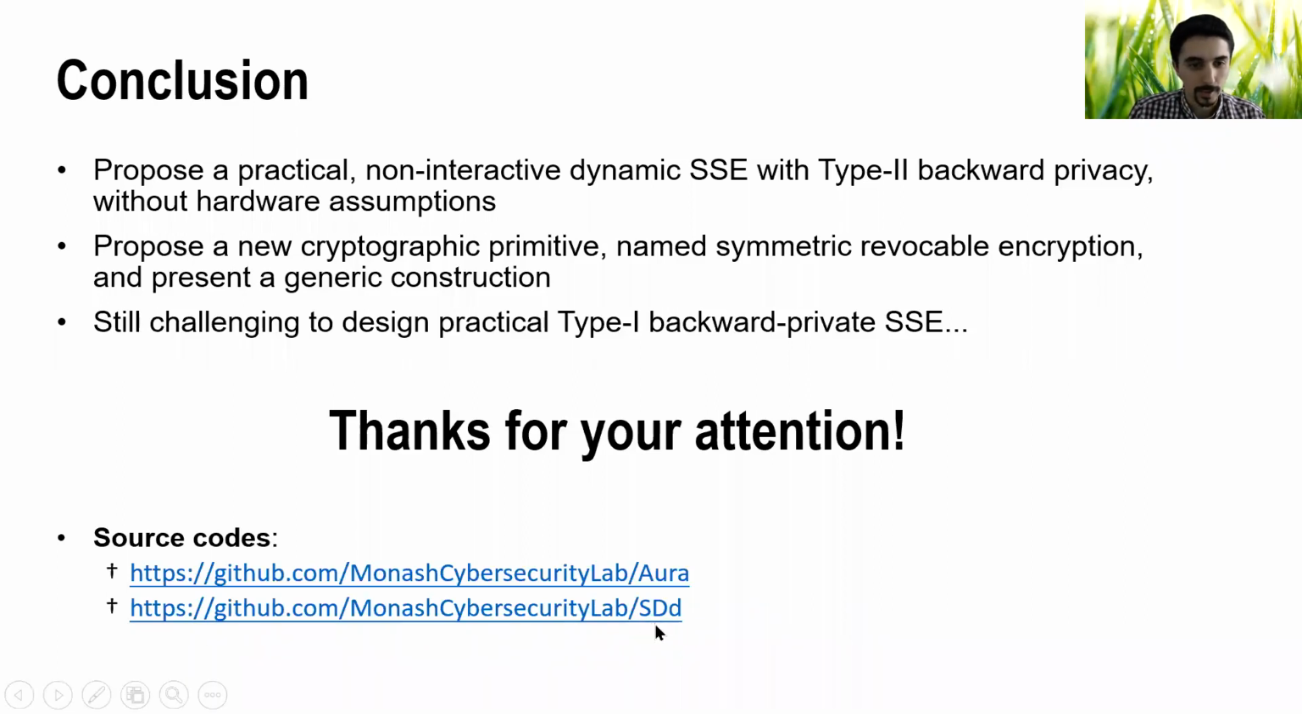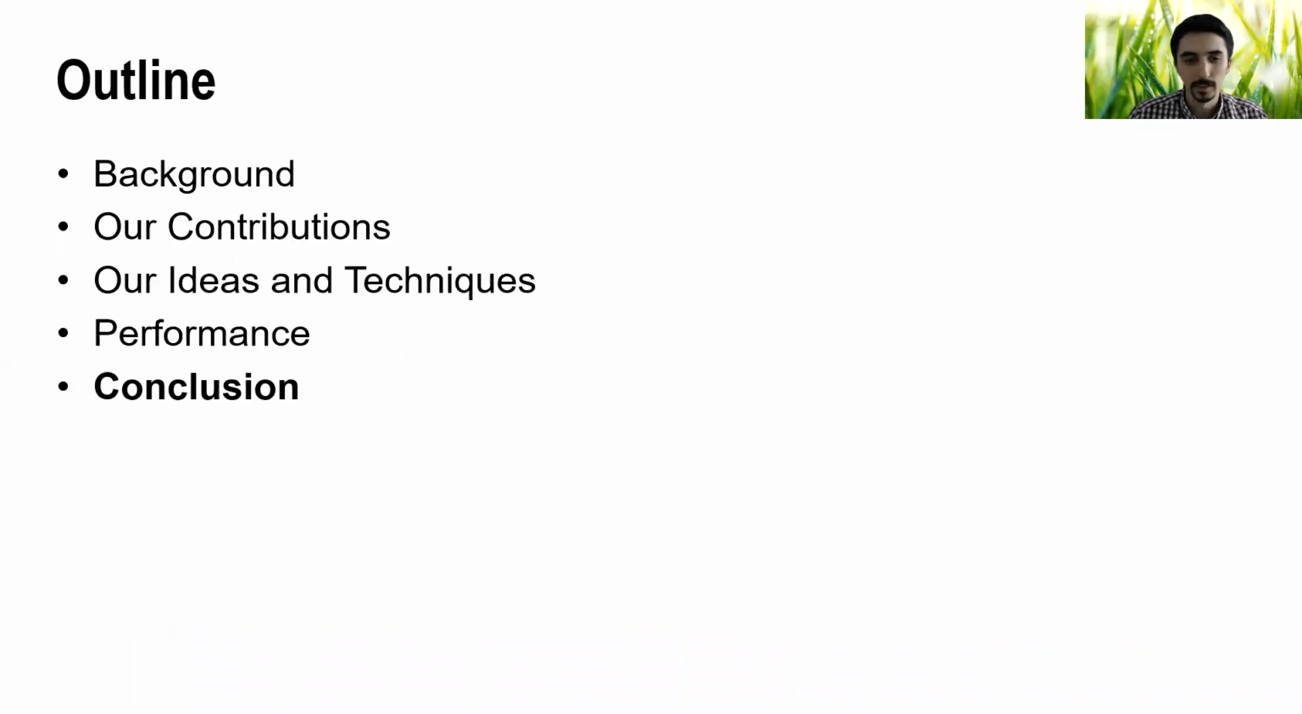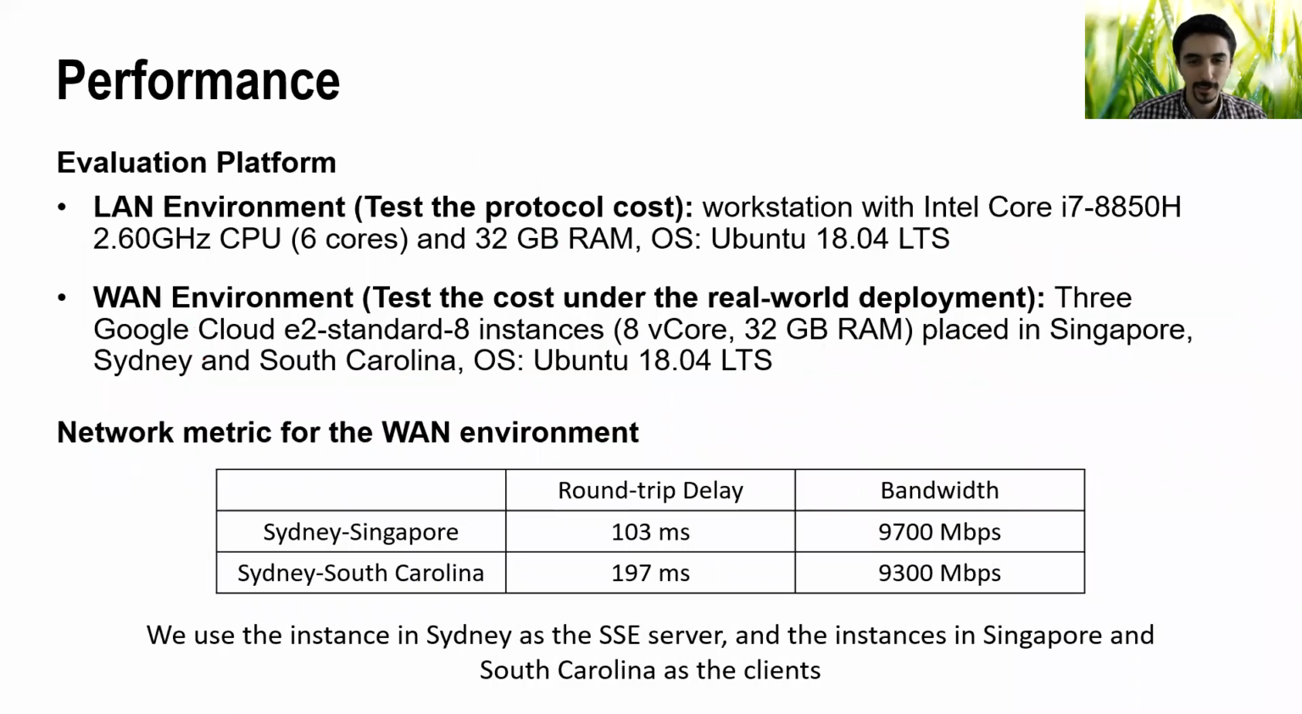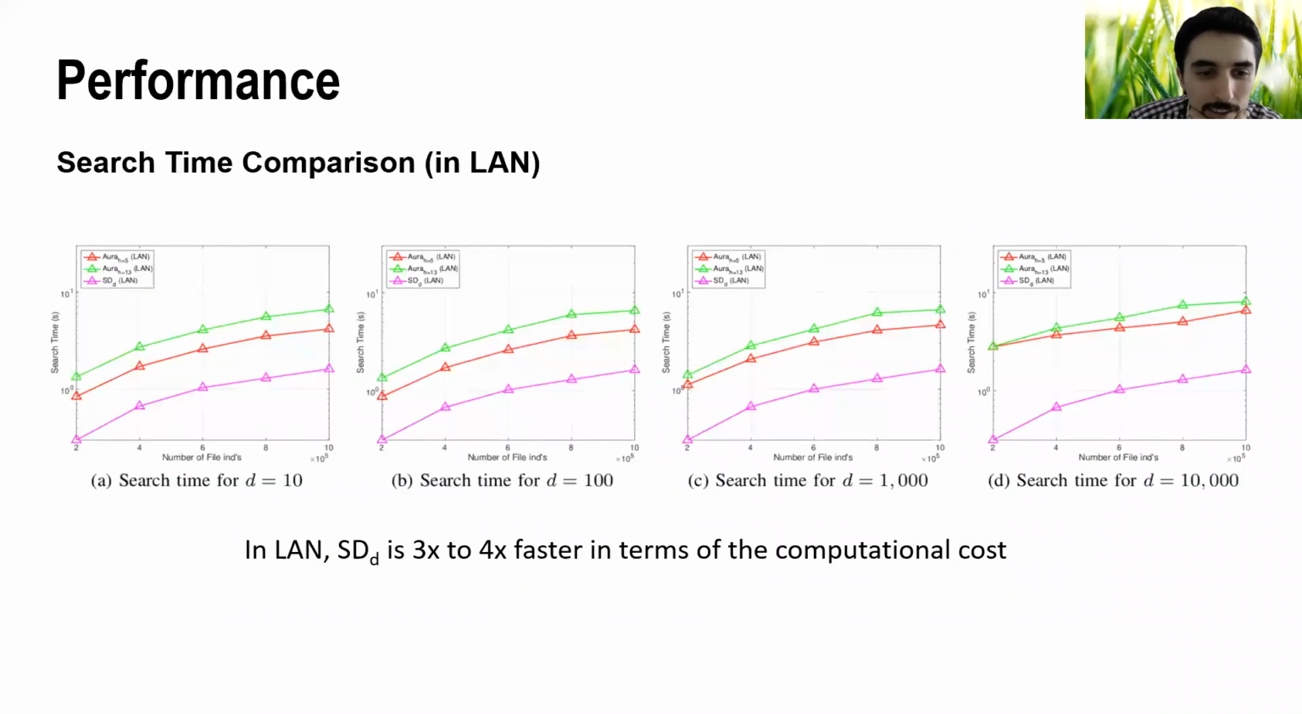I think I can make a start. Could you go back to the slide where you had the runtime comparison, the search time comparison, where Aura was faster than this SDD one, sorry. Okay. This one? Yeah, this one.